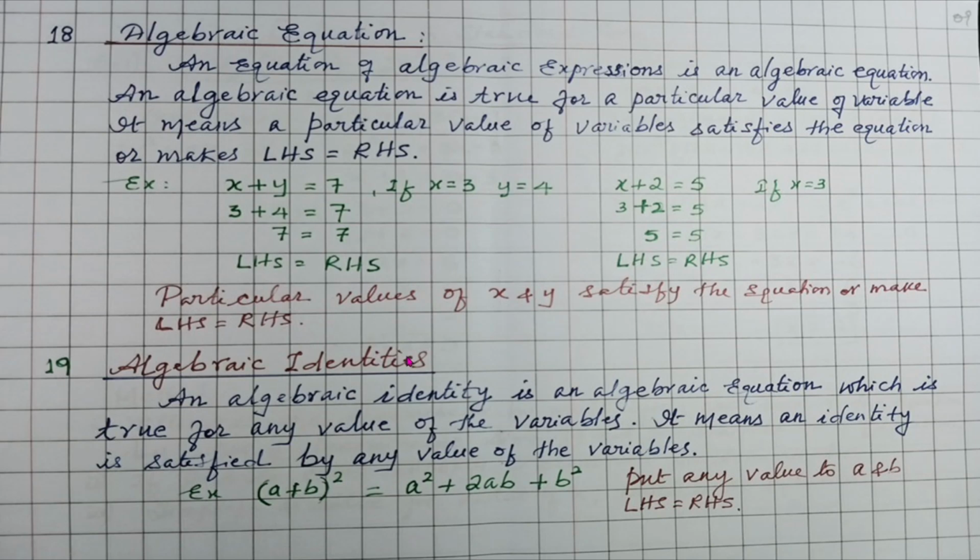Now, what is an algebraic identity? An algebraic identity is an algebraic equation which is true for any value of the variables. It means an identity is satisfied by any value of the variables. Let us understand this.